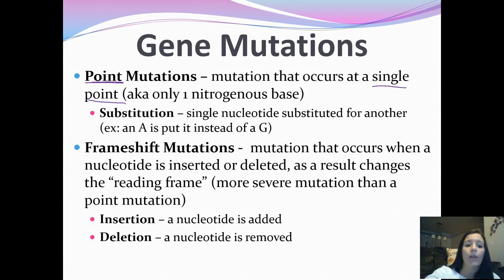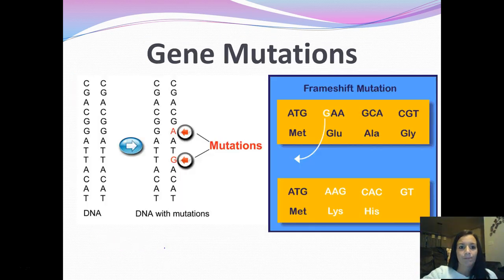There's also frame shift. And when you think of frame shift, I want you to think of a reading frame. This is a mutation that occurs when a nucleotide, a base, A, T, G, or C, is either inserted or deleted. And as a result, it changes the reading frame. So if you're reading every 3 letters, if all of a sudden you have an extra letter, it's going to change everything after that because now it's reading a different 3 letters every time. And this is super simple to think about. An insertion, you're adding; a deletion, you're removing.